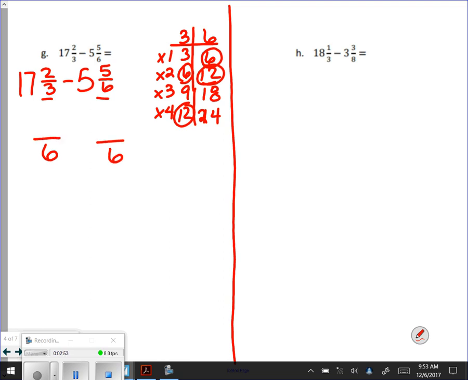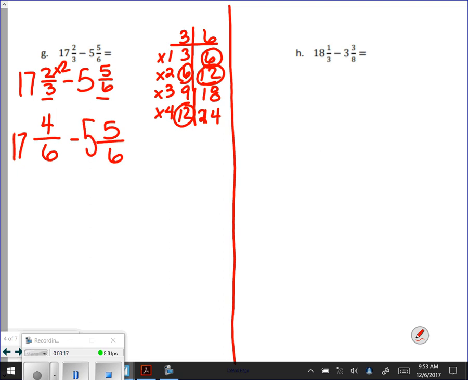3 to get to 6, 2 times. 2 times 2 is 4. 6 to get to 6, do I have to do anything? No. I leave this one alone, because 6 to get to 6 is 1 time. So I just leave that alone.